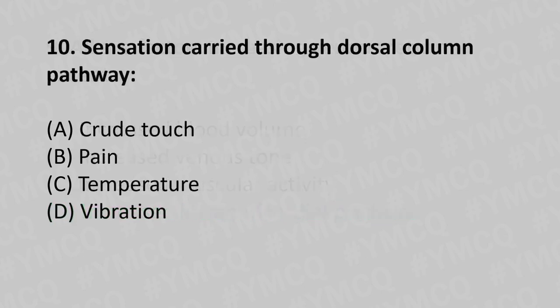Moving to our 10th question. Sensation carried through dorsal column pathway. Option A, crude touch. Option B, pain. Option C, temperature. Option D, vibration. And the answer is option D, vibration.